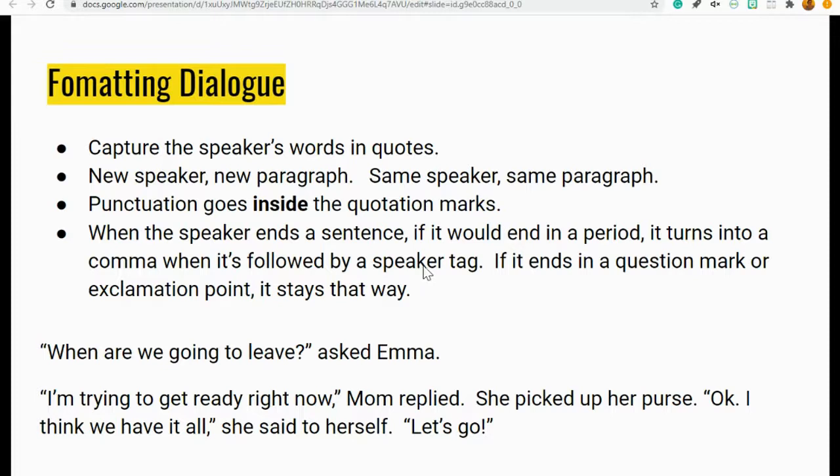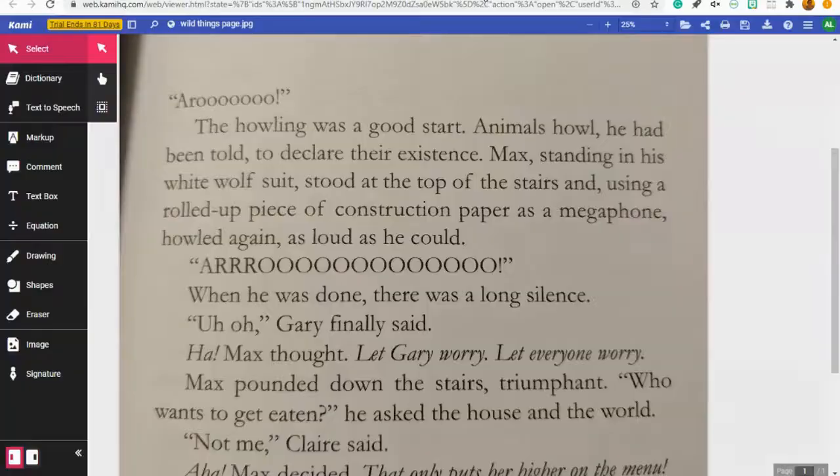That's like Zico said, Maya said, Miss Angela said, etc. Okay? When it's a new speaker, have a new paragraph, and make sure your punctuation goes inside the quotation marks. If you can do these 3, that's awesome. The last one is going to be a work in progress. So let's look at one last example.